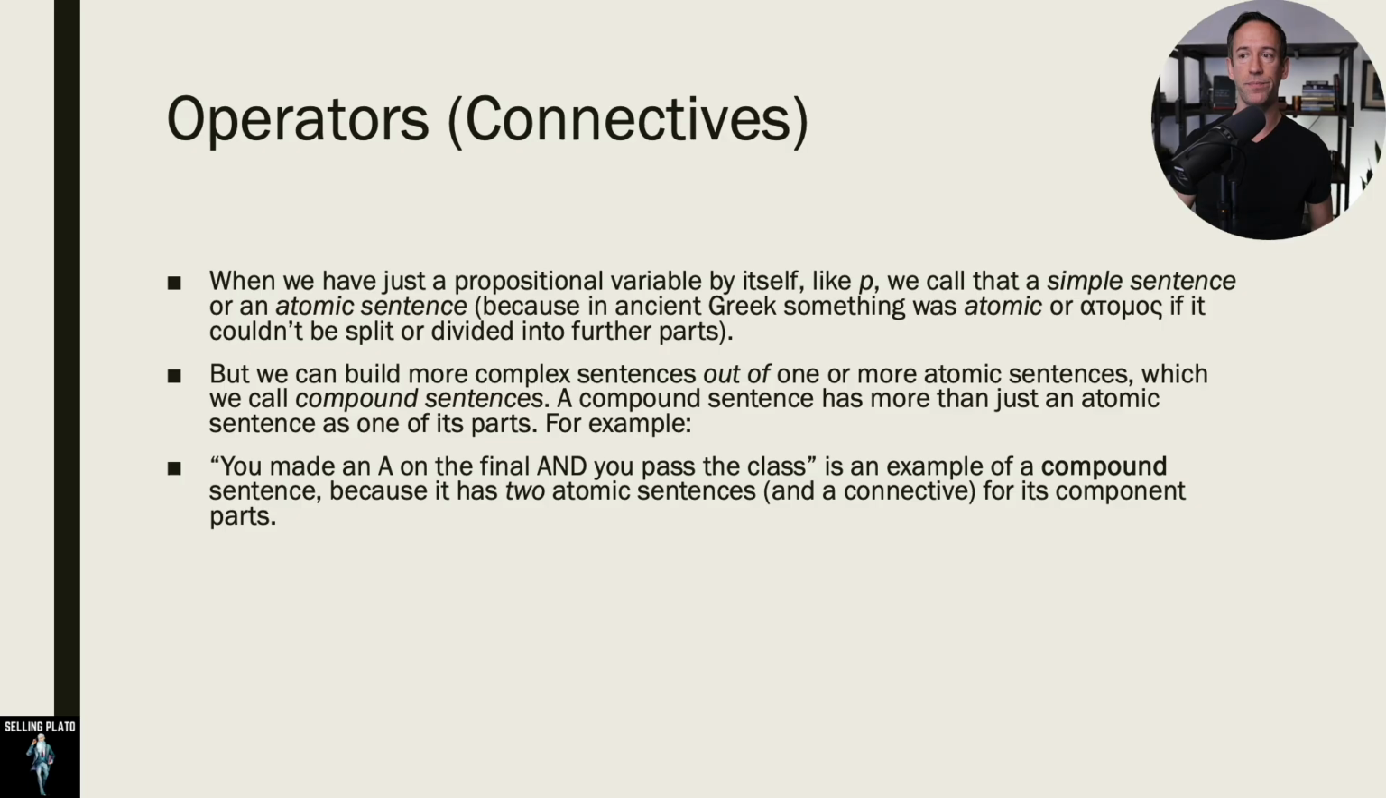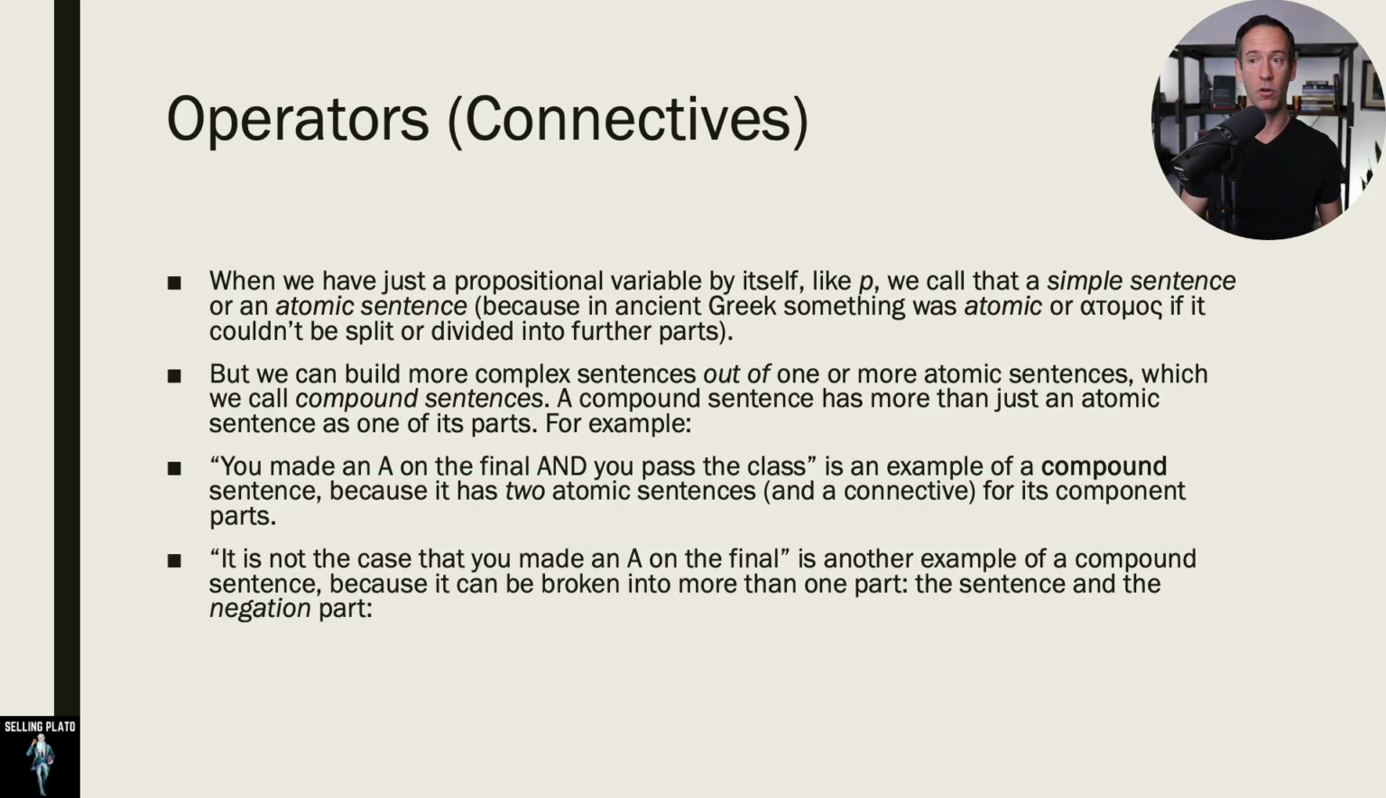So for example, we've looked at this statement before: you made an A on the final and you passed the class. That's an example of a compound sentence because it has two atomic sentences and a connective for its component parts. So we have a couple different atomic sentences and we combine them by an operator or a connective. It connects the two. That's why I tried to explain it as simply as possible before. This is an important principle.